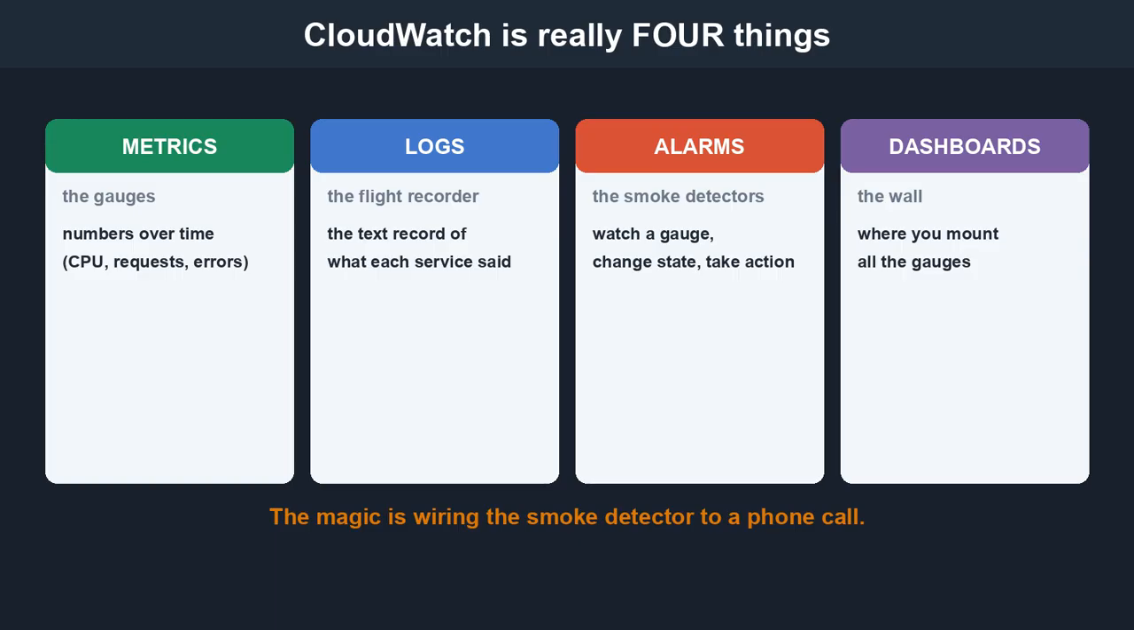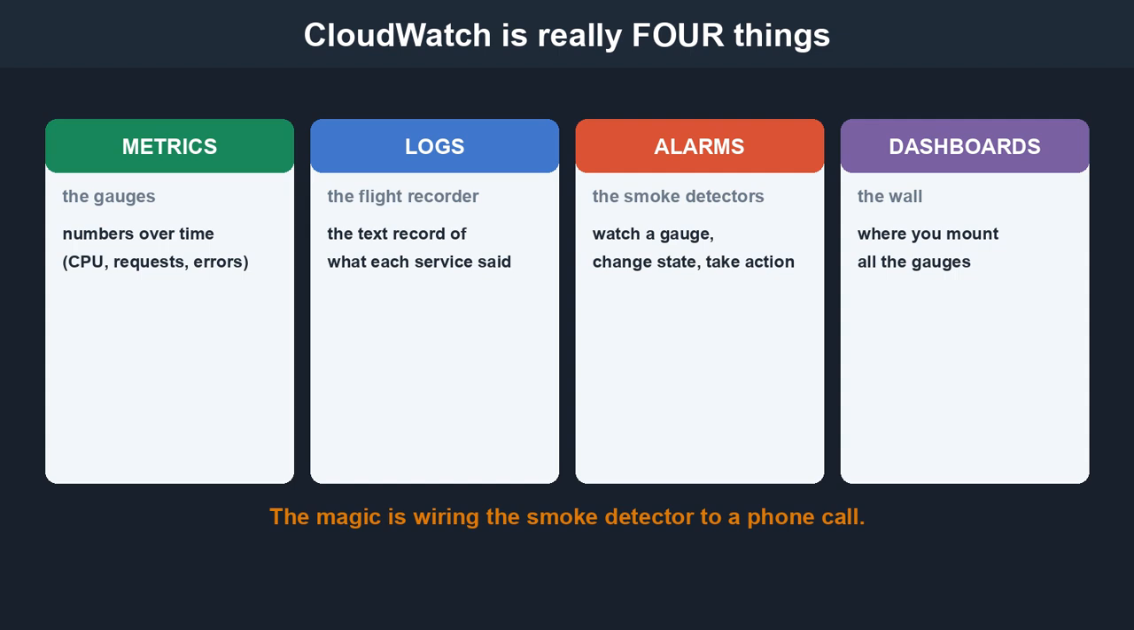Most beginners think CloudWatch is one thing. It's really 4. Metrics are the gauges, numbers over time, like CPU or request count. Logs are the flight recorder, the detailed text record of what every service actually said, which you replay after something breaks. Alarms are the smoke detectors, they watch a gauge and change state when it crosses a line. And dashboards are just the wall where you mount all the gauges to see the whole house at a glance.